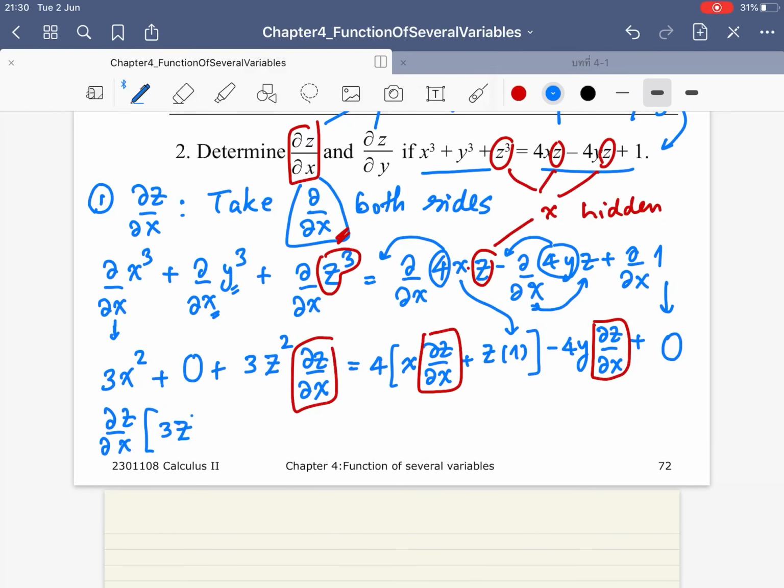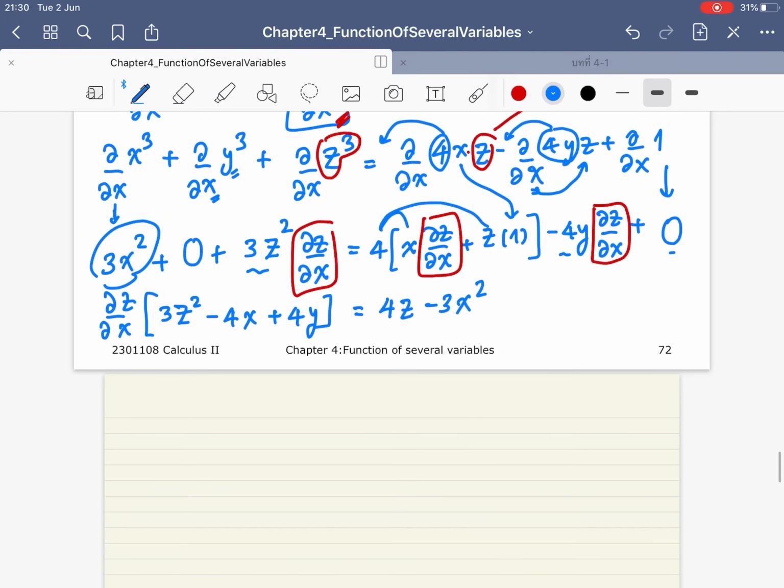So the first one you have 3x squared. The second one, don't forget you have 4x, but because it's on the right hand side, you move it to a negative. And the last one you have a minus 4y, so it becomes a plus. And then the rest you just kick out to the right hand side. The first one you have 4z, and then 0, and then don't forget this term, which is negative 3x squared.